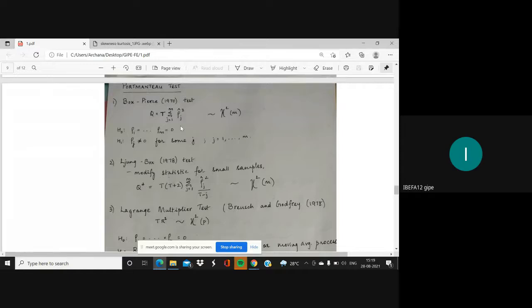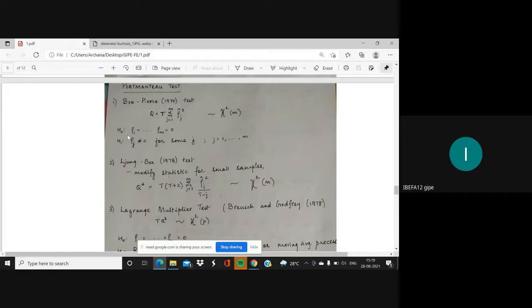So several tests have been developed for this. One such test was developed in 1970. It's called the Box-Pierce test. So here, this is the statistic for the test, where T is your sample size or the number of observations that you have. M is how many lags you want to take, or how many autocorrelation coefficients you want to estimate, basically. So here, this gives you the sample autocorrelation coefficient, and this statistic is distributed according to the chi-square distribution with M degrees of freedom.